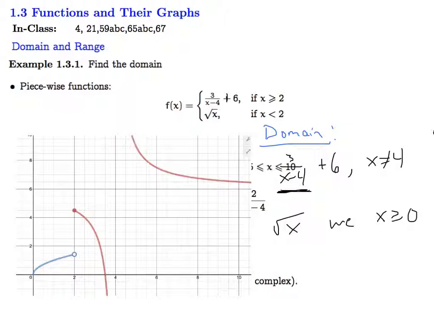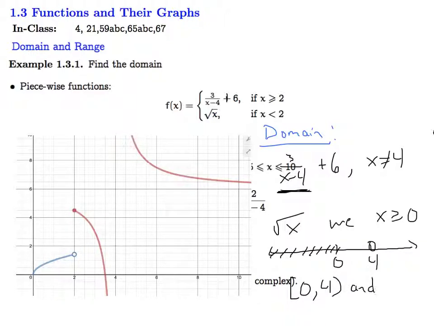Putting this together, if we were to draw a number line here and put a mark at 0, then what happens is we can't use 4, so 4 is out, it gets a little open circle, and then we don't want to use anything less than 0. So what this leaves in our domain is numbers starting at 0 up to the number 4, not including the number 4, that's what the parenthesis means, and then we can again use numbers from 4 all the way out to infinity.